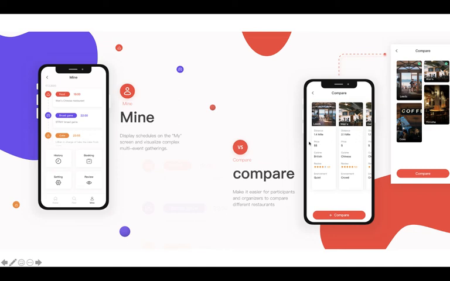And the last one is the compare function. Sometimes the organizer wants to post a restaurant in the group chat, but nobody replies. Why? Firstly, the information about the restaurant is very complicated and the group members don't want to read it. Second, the group members know the organizer has already put in a lot of effort, so they don't want to give too many opinions and make the organizer more exhausted. But in this case, we make the comparison more visualized.